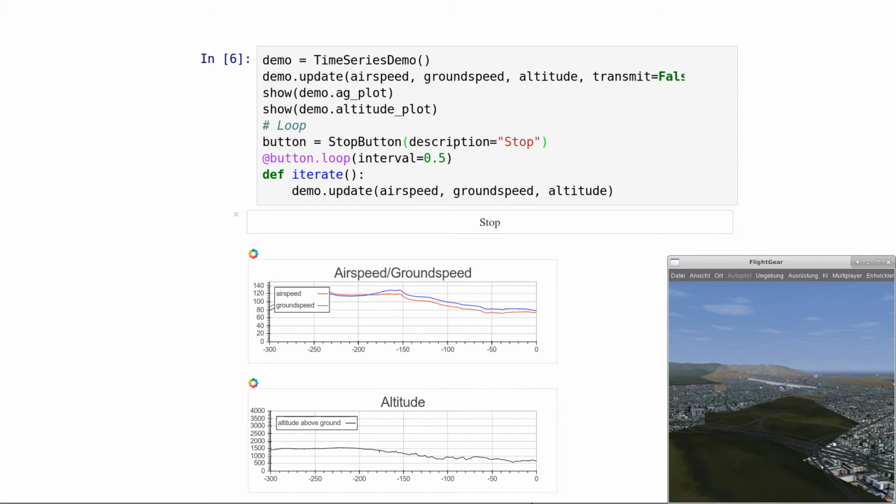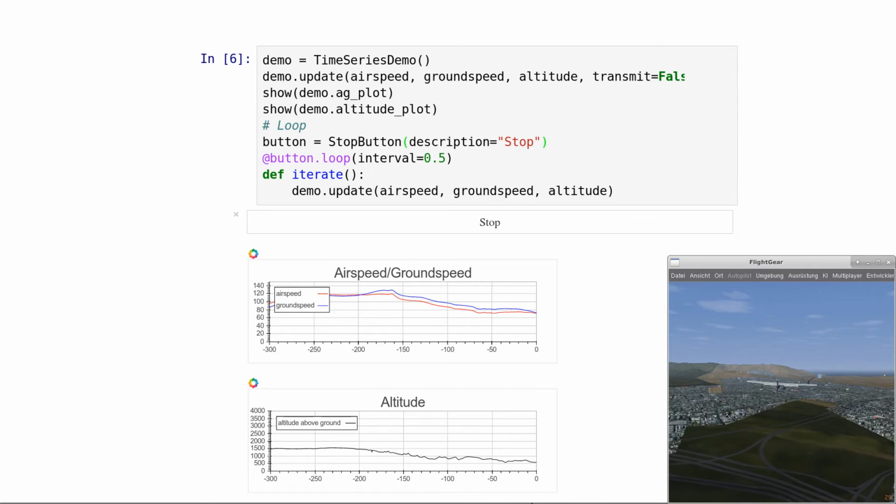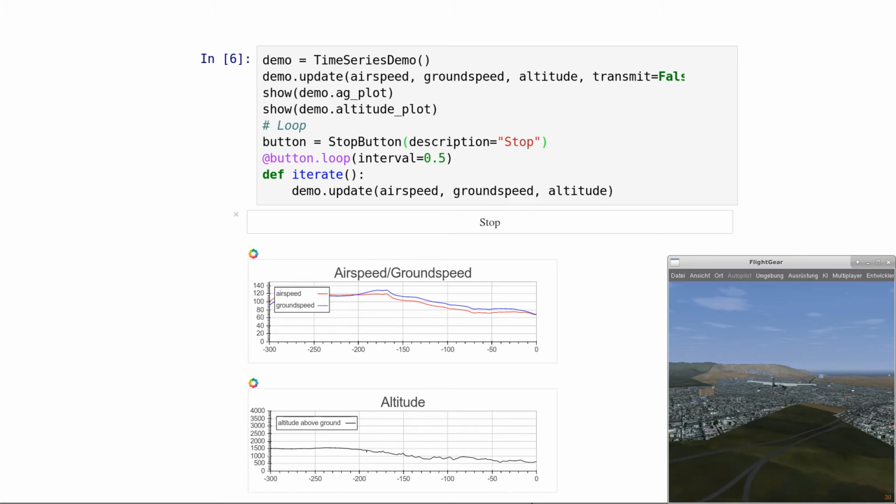Oftentimes, these two speeds are not the same. During the 90-degree turns, it can happen that the lines cross each other because the orientation of the plane with respect to the wind changes.